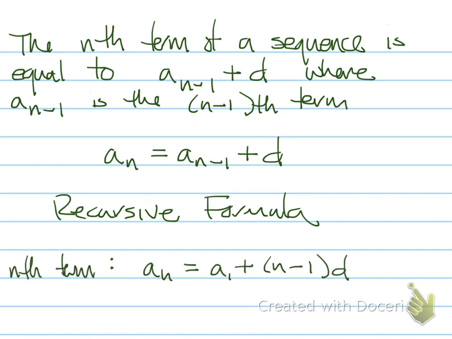The nth term in the sequence, if you know what the first term is, you can express as a sub 1 plus n minus 1 times d. So the first term plus whatever term that you are looking for minus 1 times the common difference.